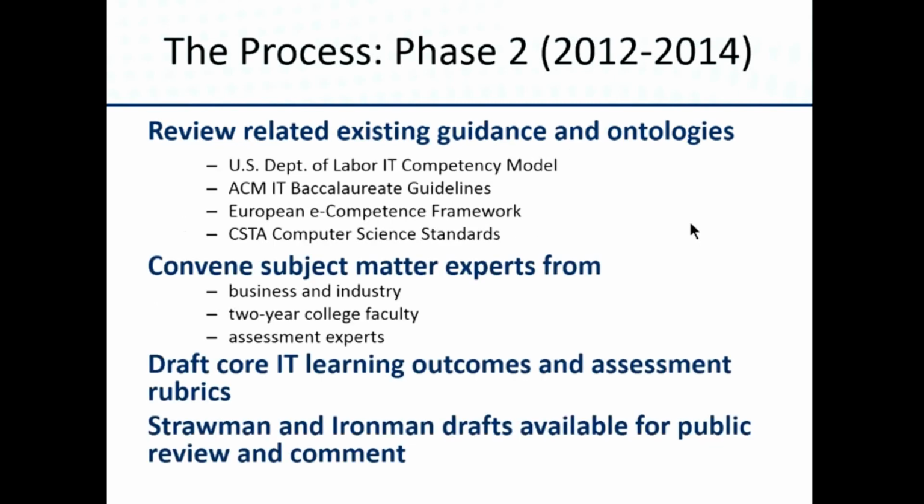And the second phase was then to actually create the guidance. And so one of the first steps in that was to review what's out there already. Look at related existing guidance and ontologies. And so this included the U.S. Department of Labor's IT competency model, the ACM's baccalaureate IT guidelines, the European e-competence framework, and the CSTA, Computer Science Teachers Association, computer science standards. So those were all kind of inputs into creating the guidance.